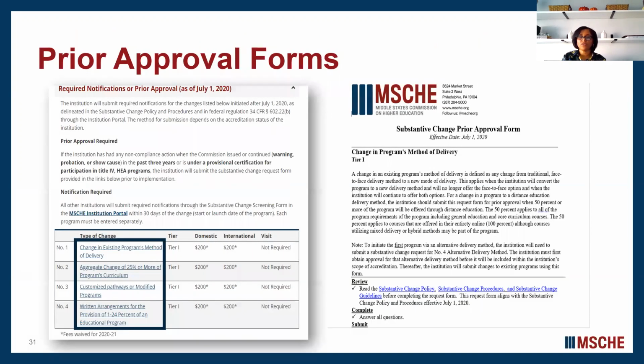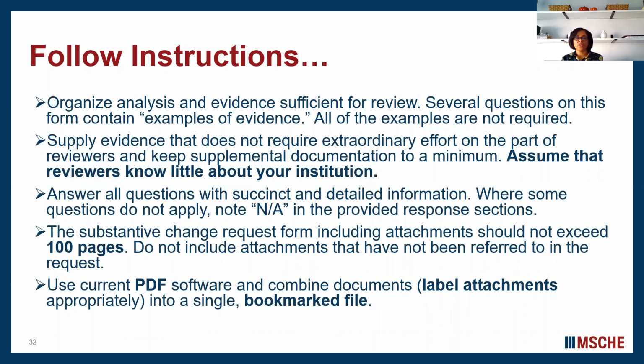Some of you will be required to submit a prior approval form. A link to each of the 4 new types is provided on the website under required notifications or prior approval. These forms are shorter than a regular or a complex substantive change request form, though the prior approval process is like the regular sub change process. We will talk more about that later. As I mentioned earlier, there are now separate request forms for each substantive change type. So please make sure that you are completing the correct form.